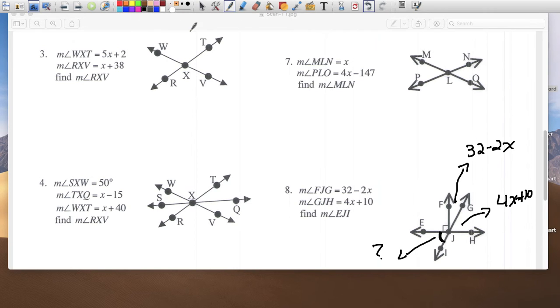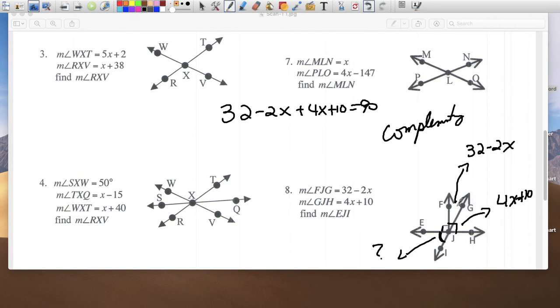Now, let's use the relationship that this is a complementary relationship. Look at this side: if that's 90, guess what? This thing is also 90, right? So the sum of these two angles, 32 minus 2x and 4x plus 10, is equal to 90. So let me write that down: 32 minus 2x plus 4x plus 10. Those two angles added together have to give me 90. Combine like terms: minus 2x and 4x is 2x. 32 plus 10 is 42, equals 90.